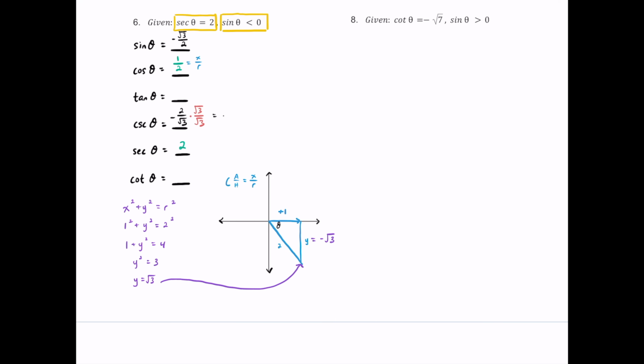And if we do that, we're going to get negative 2 root 3 over 3. And then finally for tangent, tangent is going to be opposite over adjacent, or y over x. So here is our y value and here is our x value. So it's going to be negative root 3 over 1, which is just going to be negative root 3. And the reciprocal is going to be negative 1 over root 3. And so we can go ahead and rationalize that by multiplying by root 3 over root 3, just like we did earlier. And that's going to be negative root 3 over 3. So there we go. Let's go ahead and try just a couple more.